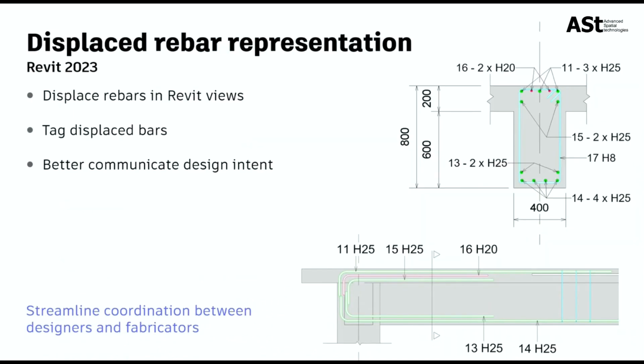Shop drawings have been used by detailers to clearly communicate design intent and fabrication instructions to fabricators and connectors. So 2023 offers you the ability to displace rebar elements. This means that you can offset the bars slightly from their actual positions in the concrete shop drawings to help collaborators see these elements more clearly and understand your design intent more easily. When the rebars are displaced in a view, their positions are changed in that view only. So the displaced bars may still be tagged as usual.